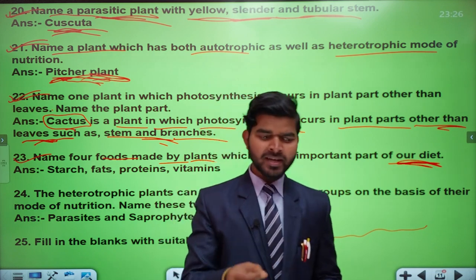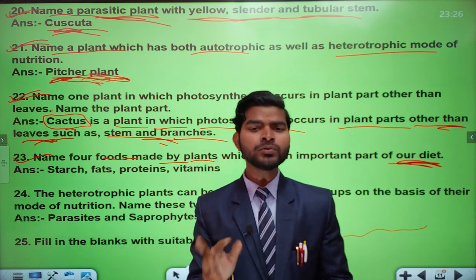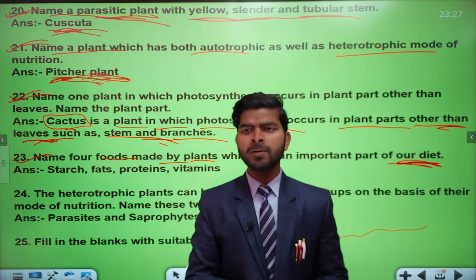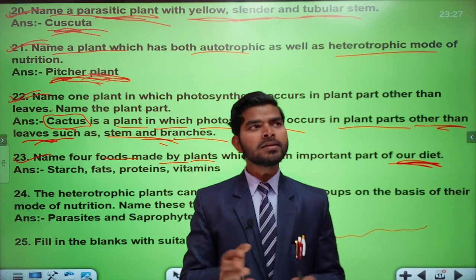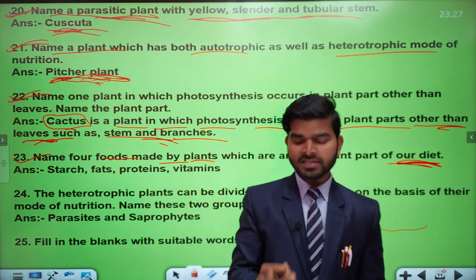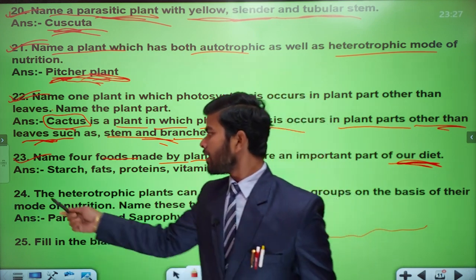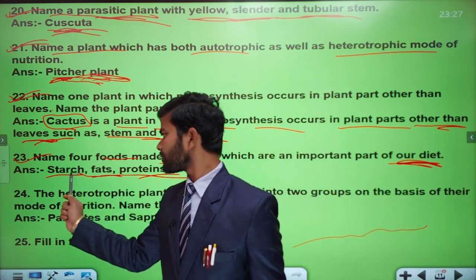But by using this glucose, plants can convert it into some nutrients which are also required by our bodies, such as fats, and another one, minerals, vitamins, proteins, etc. Let's see what I have written. Starch, fats, proteins, and vitamins. So this is the correct answer.